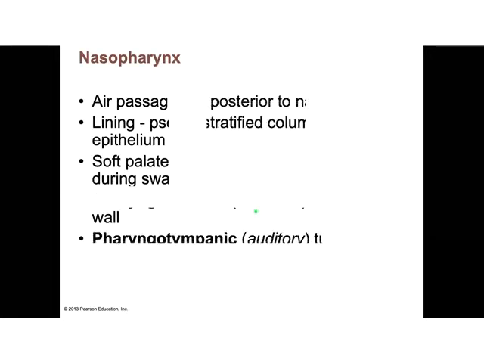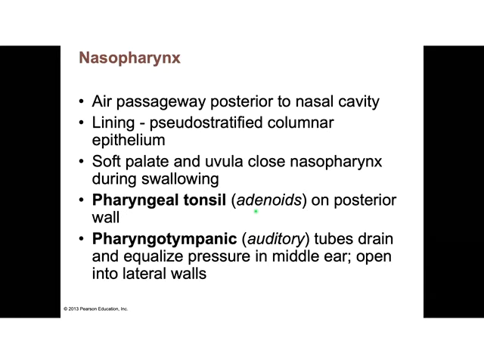So you can see that pseudostratified columnar epithelium is going to dominate the nasal cavity and portions of the nasopharynx, and that is to move particle-laden mucus out of the nasal cavity, so you can either wipe it away or you can blow your nose, although I don't recommend that. The soft palate and the uvula, we already know, close the nasal pharynx when you swallow. And then we talked about the tonsils at the back of the throat.